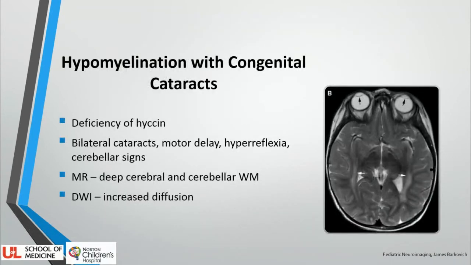Enzyme deficiency in hypomyelination with congenital cataracts decreases production of myelin, and the little myelin that is formed is subsequently broken down. As the name suggests, these patients present with cataracts and also motor delay, hyperreflexia, and cerebellar signs. T2 image here shows abnormal bright signal in the deep white matter. There is sparing of the periventricular and subcortical white matter. This image also shows bilateral cataracts.